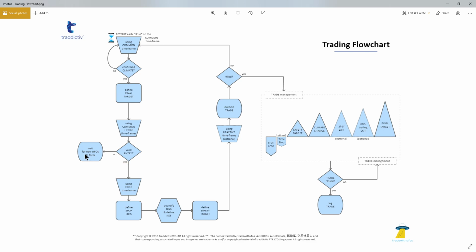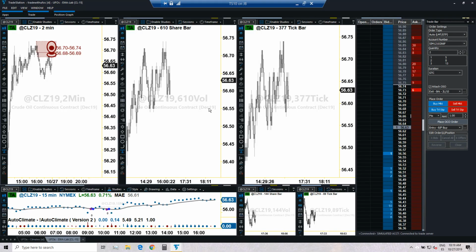So when defining the stop loss, what do we do? Again, I erased my UFO, so let's draw it again. Let's say my UFO is somewhere around here, and as we said, the bottom part, the extreme, is 56.55.